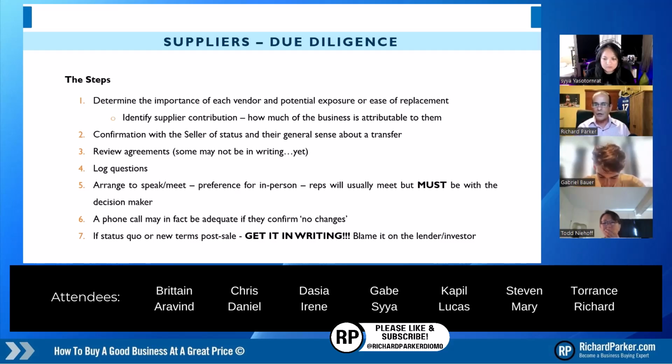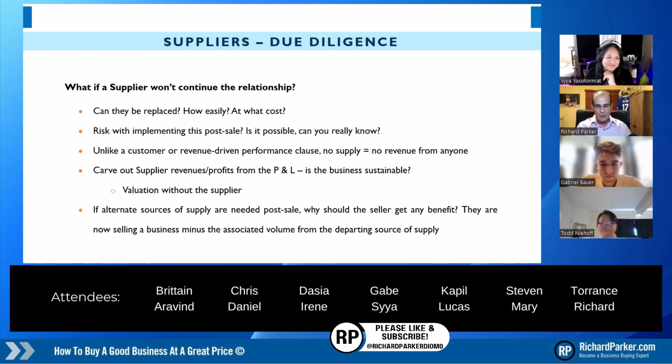And if the supplier puts up a little bit of a fuss about a contract in writing, even though the contracts can potentially be terminated in 30 days, just blame it on the lender. Just say, look, my lender or my investor needs those contracts. So if they put up any fuss, that's your perfect out. You can blame it on someone else. So these are how you want to walk through it.